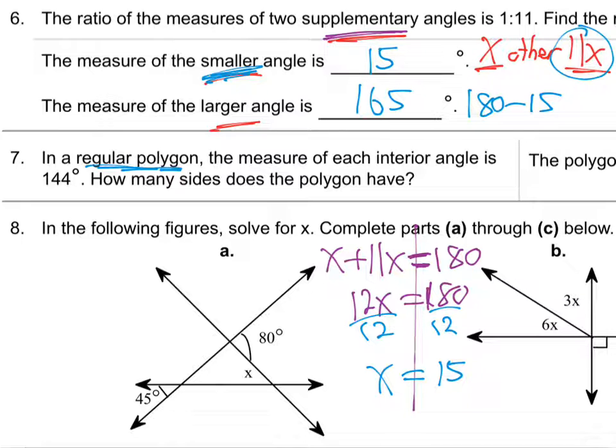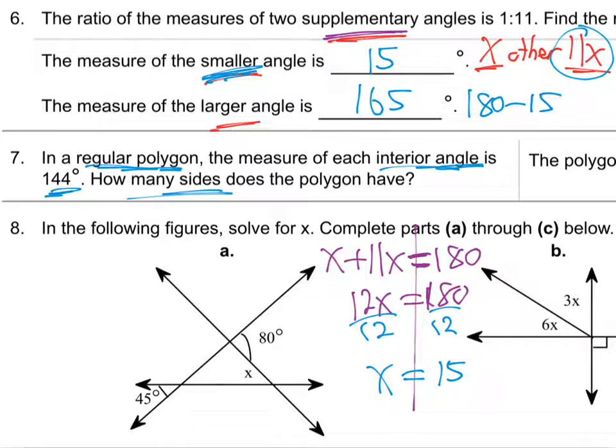Yeah, perfect. It's a perfect shape. All the angles the same, all the sides the same. Each interior angle is 144. So in a regular polygon, every inside angle is 144. How many sides does it have?